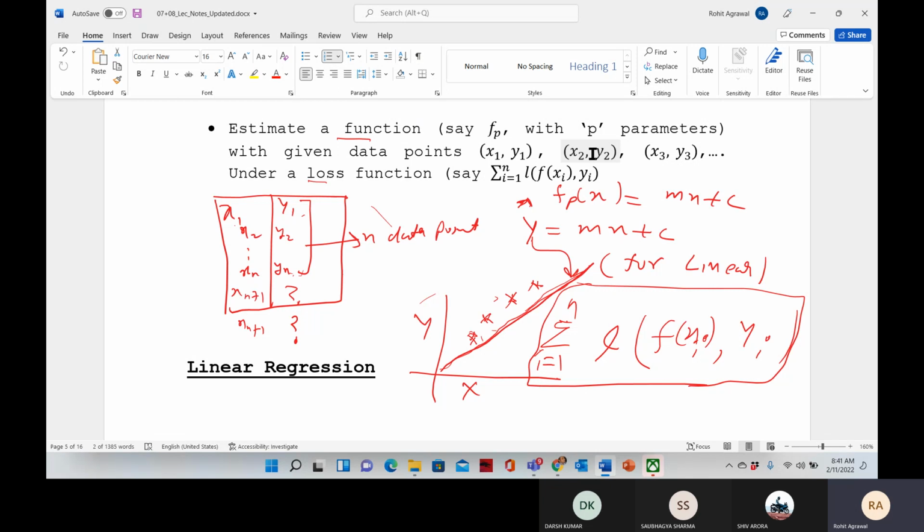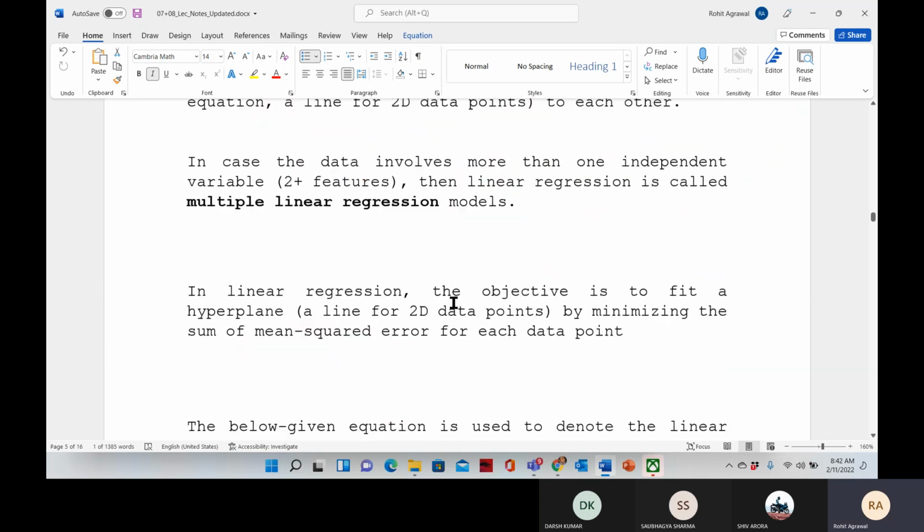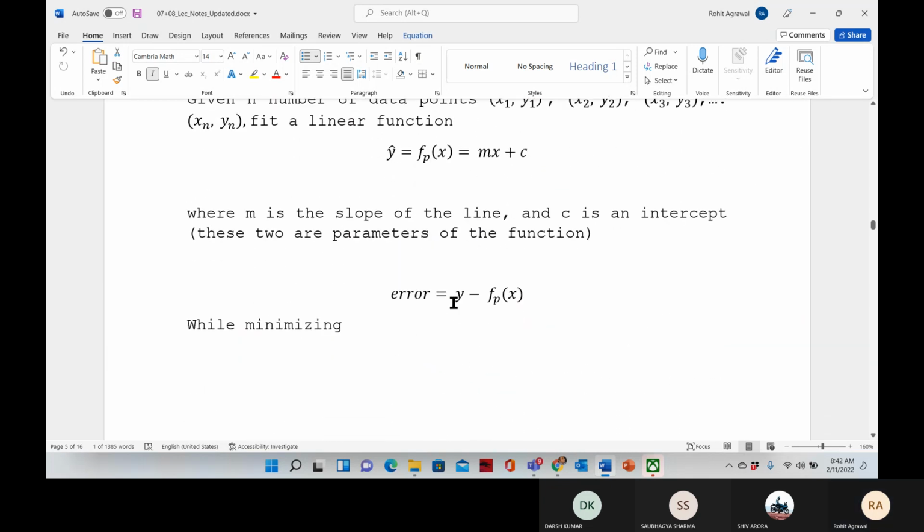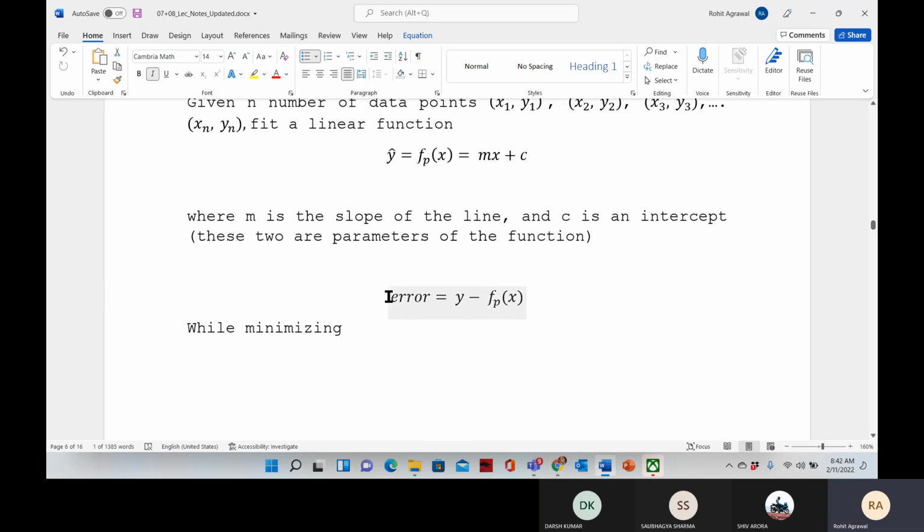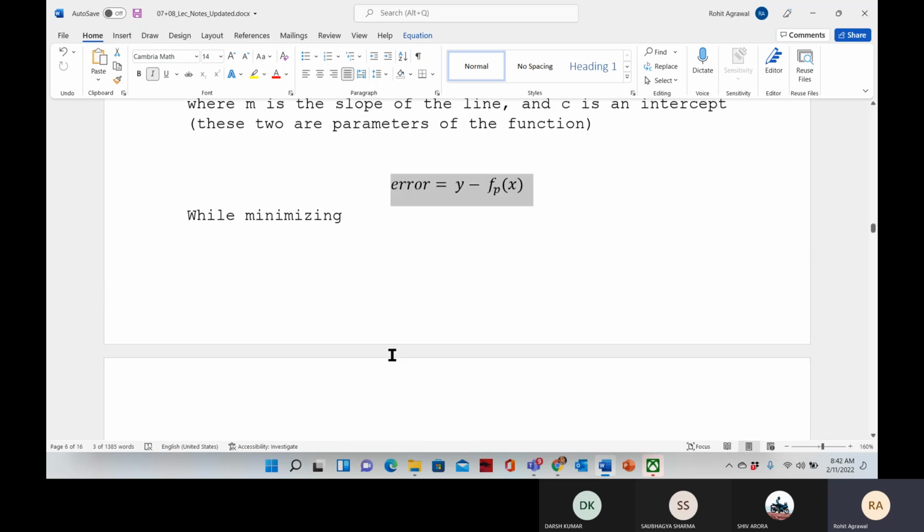So we are going to find m and c such that this loss will be minimum. This highlighted one is the actual value, and this f of x is the predicted value. So we are going to prove that formula. Is it okay? You can say this is the error. So we are going to find m and c such that the loss function will be minimum. Is it okay?